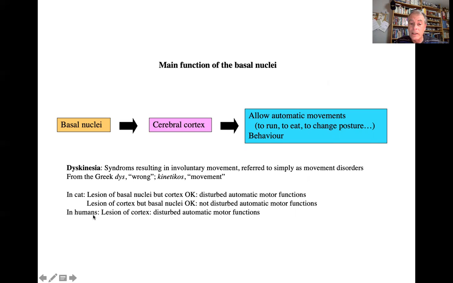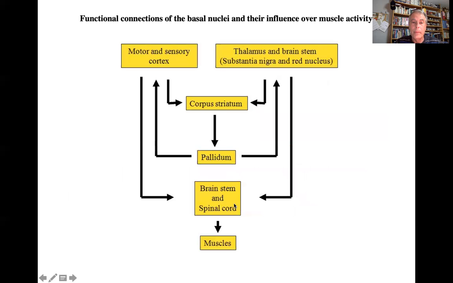However, in humans, it seems that if the lesion affects the cortex, the automatic motor functions are also disturbed, right? However, in cats it has been pointed out that with a lesion of the basal nuclei, if the cortex is not affected, the automatic movements are not affected. Okay.